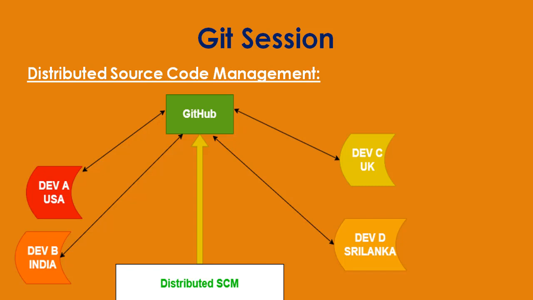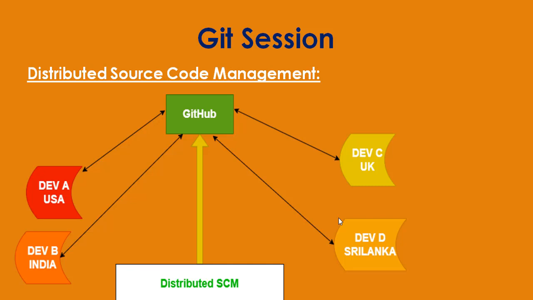So here we'll take an example to understand this diagram. Here GitHub is the distributed source code management. For example, here dev A, developer B, developer C, and developer D. So for example, dev A works at USA location, dev B works at India, dev C works at UK location, and dev D works at Sri Lanka location.